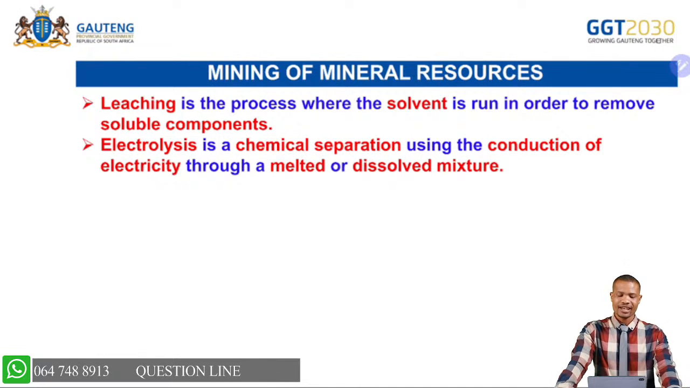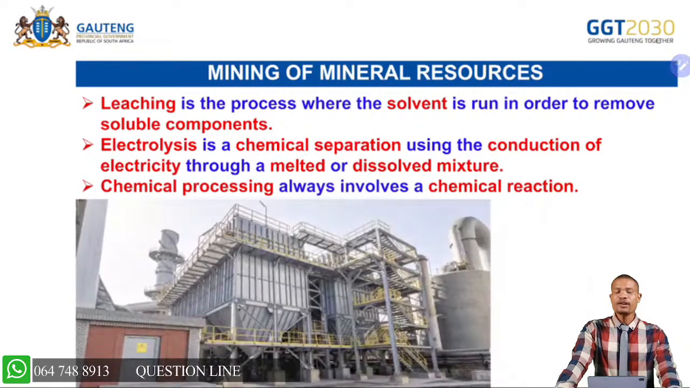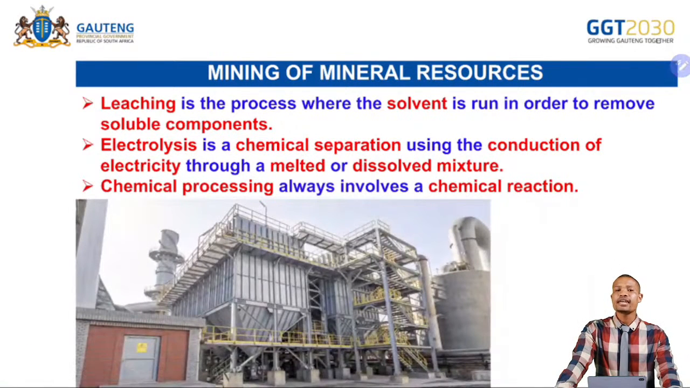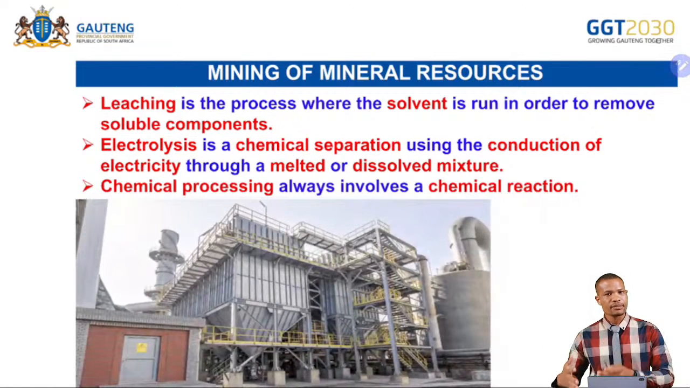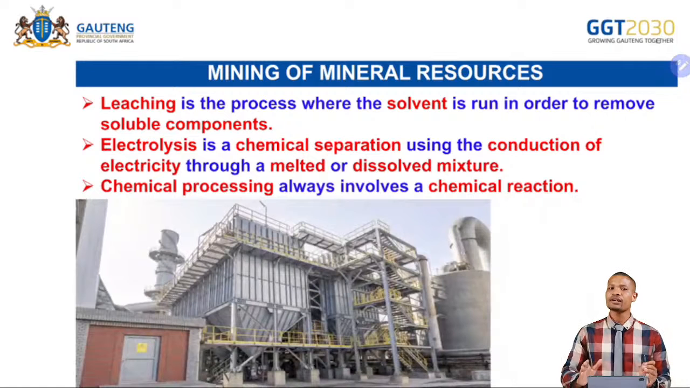Right, let's continue. Chemical processing always involves chemical reactions. So whenever you have a chemical process, there must be a chemical reaction. If there is no chemical reaction, then that is not a chemical process. It is rather a physical process. So that's the difference between physical and chemical. Chemical: reaction. Physical: no reaction.